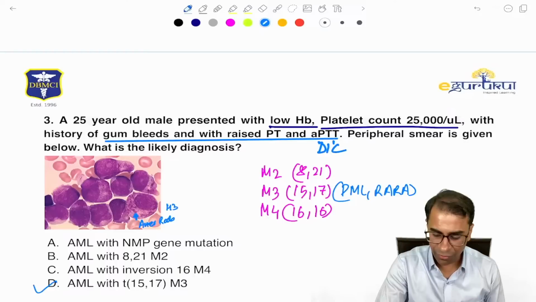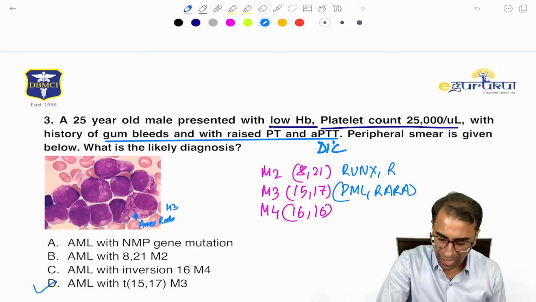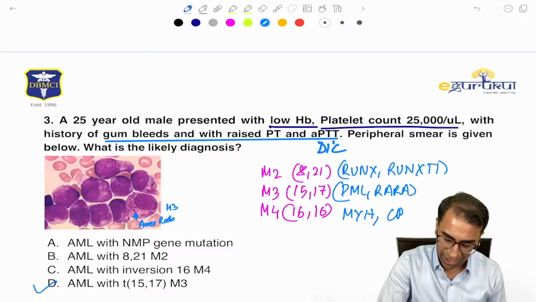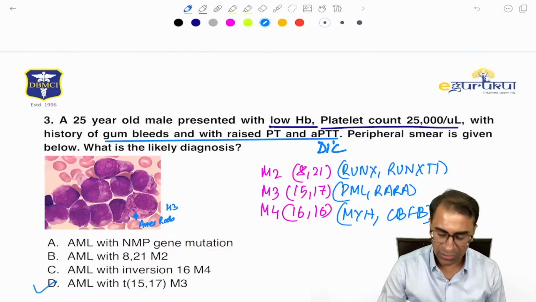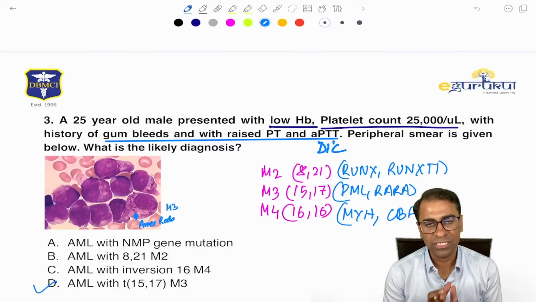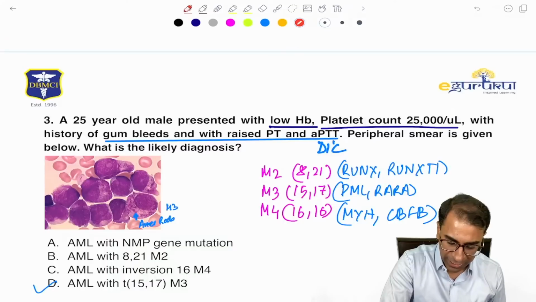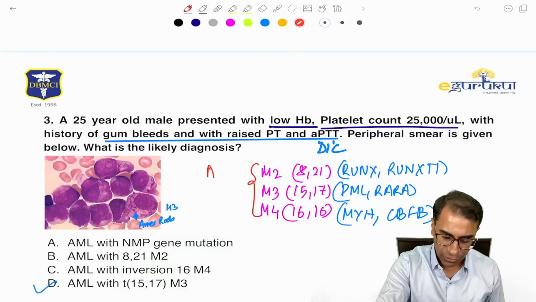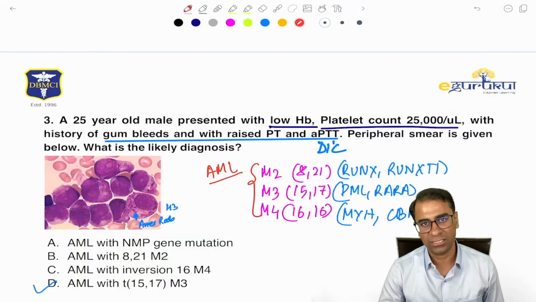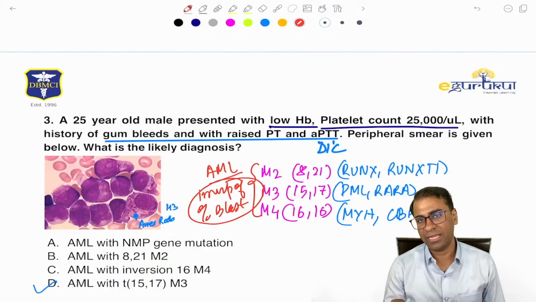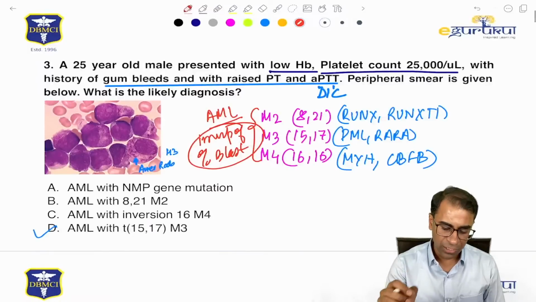Now remember that it is RUNX1, RUNX1T1. That's the 8;21, yes, and it is MYH11 with CBFB, which is the 16 with 16. So what you should know about these three is that in the recent WHO 2023 classification, they have said that if you get any of the three mutations, it is actually AML, irrespective of the blast count. These are all AML irrespective of the percentage of blasts. Got the point? That's a very important thing that has been changed in the WHO classification 2023. That's what you should know.